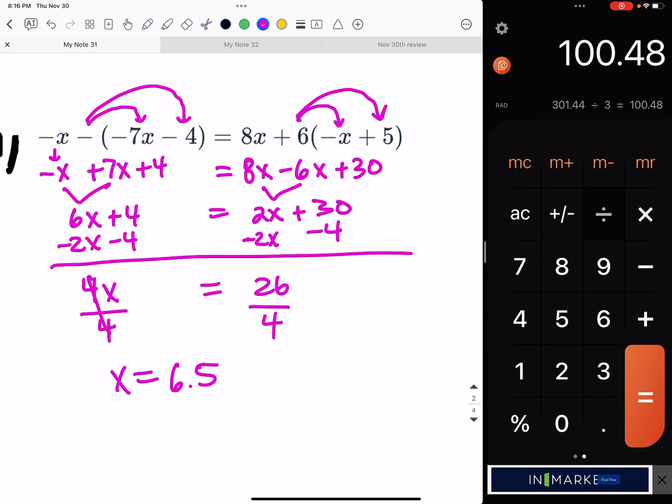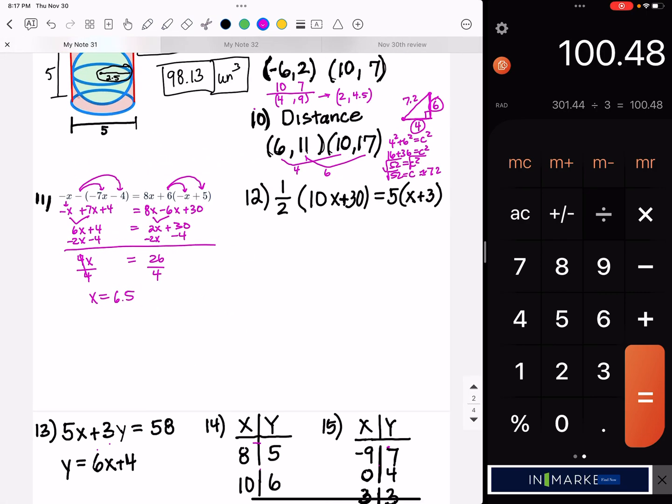Let me see if I did anything wrong. Plus 4 equals 8x minus 6. Plus 30, 2x plus 30, 6x plus 4, 4x, 26. All right, I'm sticking with it. They don't normally do that, but we'll see.